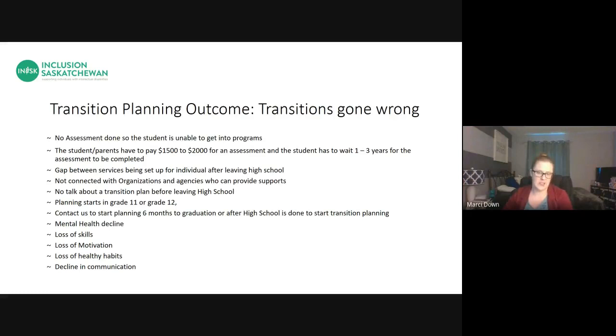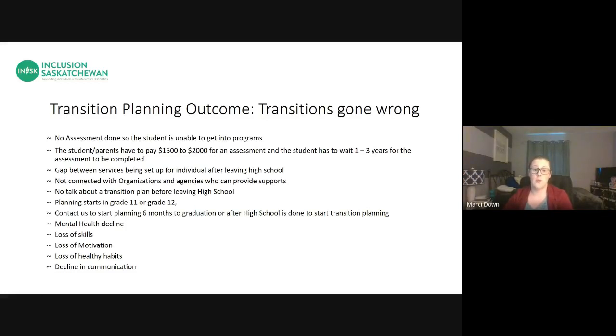No assessment was done, so the student is unable to get programs. And then you see a gap in services, and the assessment can take a year to 3 years to get done. If you can imagine not being able to apply for services or be a part of services because you don't have that assessment for 1 to 3 years, that's a big gap. And that's where you see a decline in mental health or in the supports that they need.